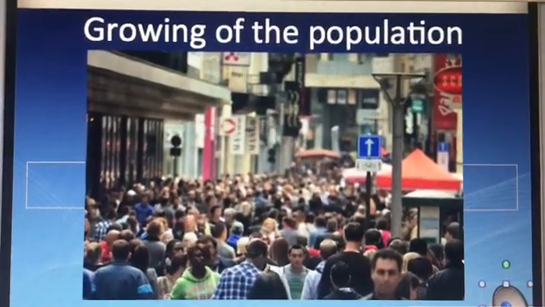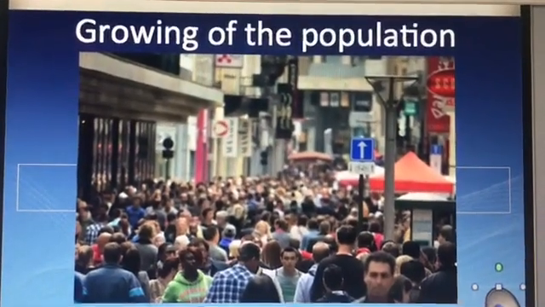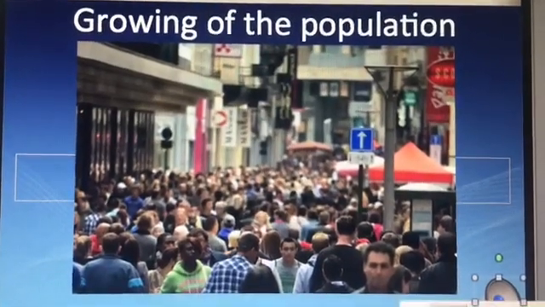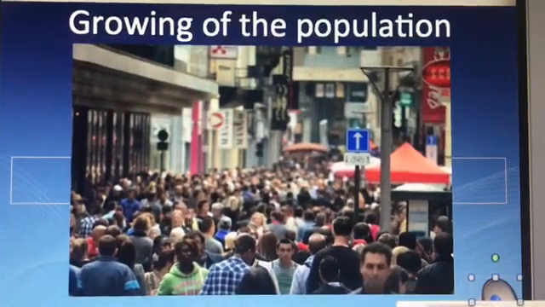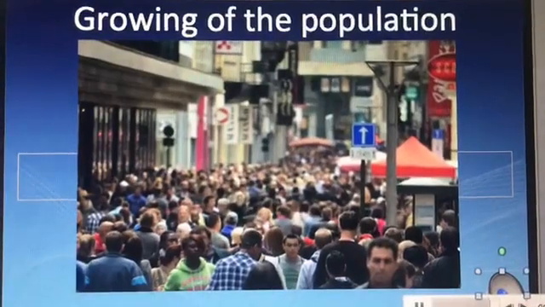Growing of the population, we're going to analyze, because today we're going to talk about how it grows and how it decreases. First, we're going to talk about growing.